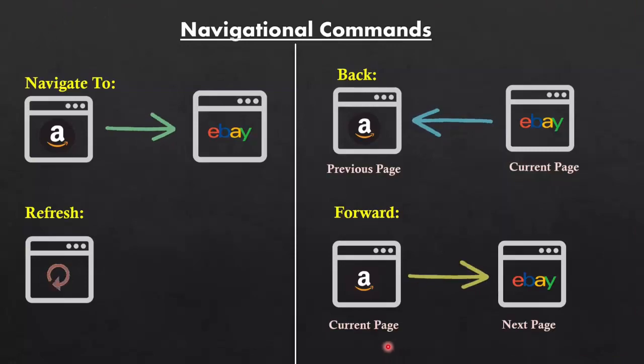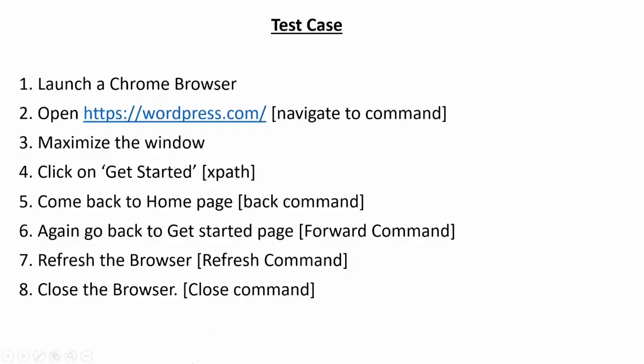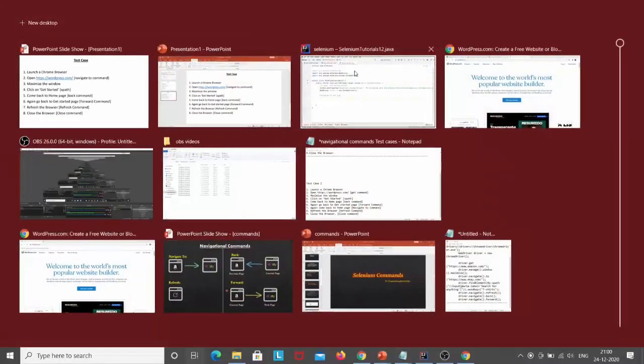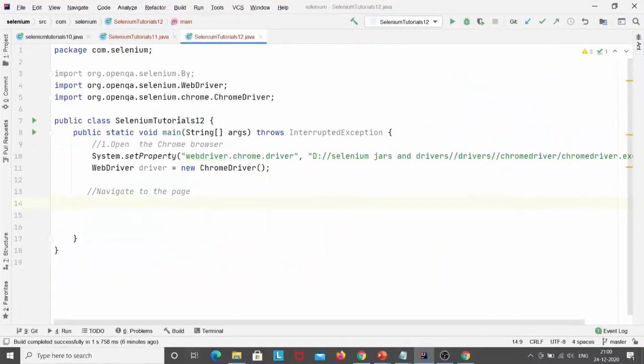Now let us execute the second test case. Just open your IntelliJ IDEA IDE. I have already created a Java class, Selenium Tutorials 12, in the package com.selenium. The first step is to launch the Chrome browser, for which I have written System.setProperty. I have given the key as webdriver.chrome.driver, and the value is the Chrome driver executable file. Next, I have written WebDriver driver equal to new ChromeDriver.